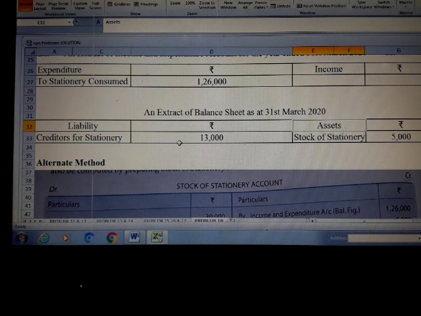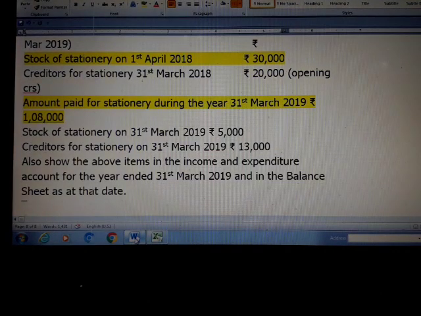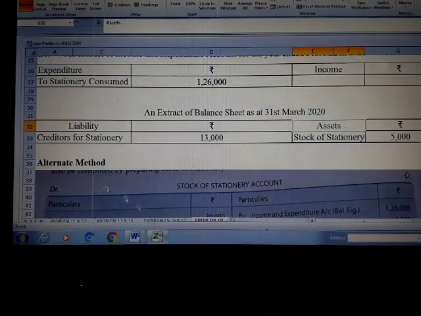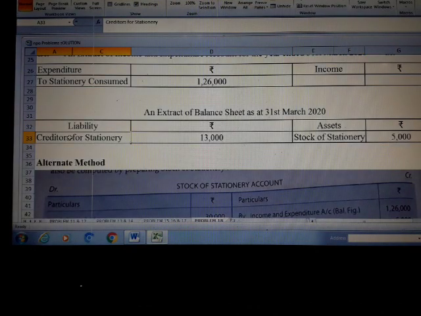Number one will be creditors for stationery. Why? Because there is still a creditor amount which is showing an outstanding balance. So the closing balance of creditors needs to be shown here for the current year. What is the current year closing creditors value? If you look at the question, you will get the value properly. Creditors for stationery on 31st of March 19 is 13,000. So this 13,000 you will mention on your liability side as creditors for stationery.